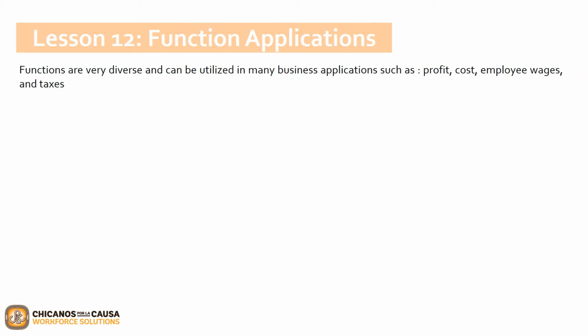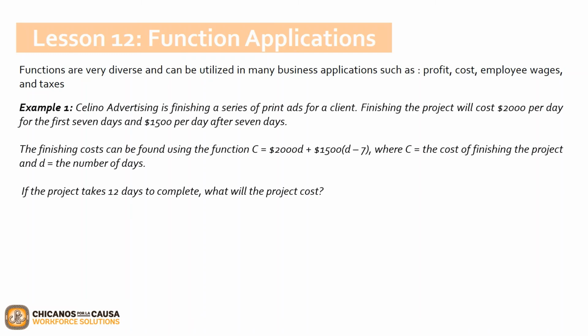So let's look at this one. Example 1. Celino Advertising is finishing a series of print ads for a client. Finishing the project will cost $2,000 per day for the first 7 days and $1,500 per day after 7 days. The finishing cost can be found using the function C equals 2,000D plus 1,500 times D minus 7, where C equals the cost of finishing the project and D the number of days. If the project takes 12 days to complete, what will be the project cost?